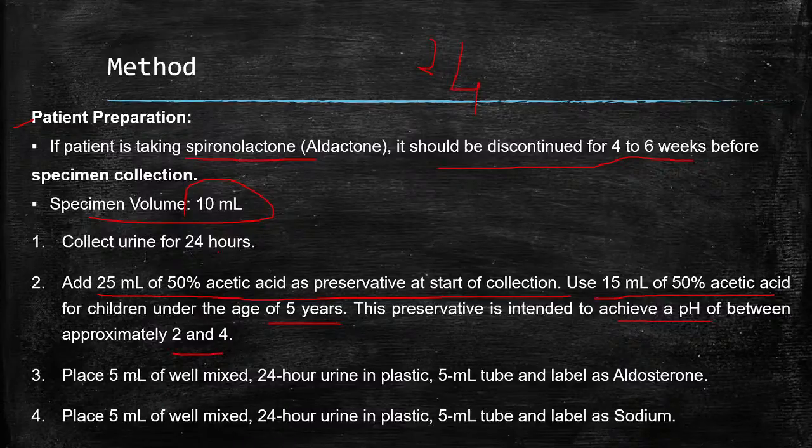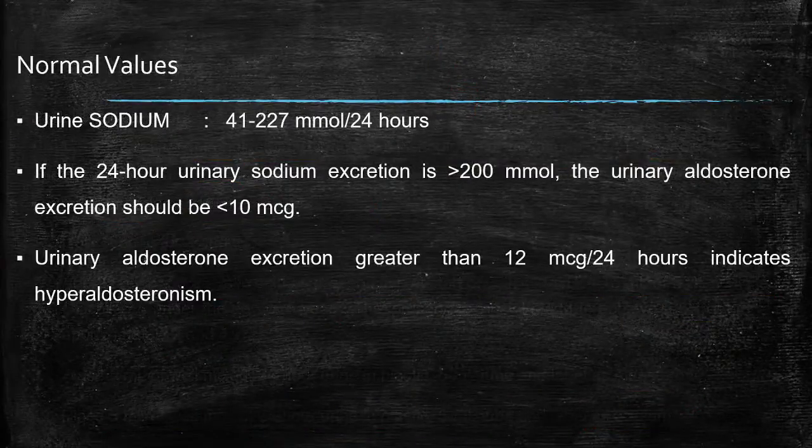Okay. So after collecting the urine for 24 hours, 5 ml of this well mixed 24-hour urine is collected in a 5 ml tube, and that is labeled as aldosterone. That is sent to test the aldosterone level, and again 5 ml is collected in a separate container from the 24-hour urine sample, and that is labeled as sodium. This sample is used to measure sodium level.